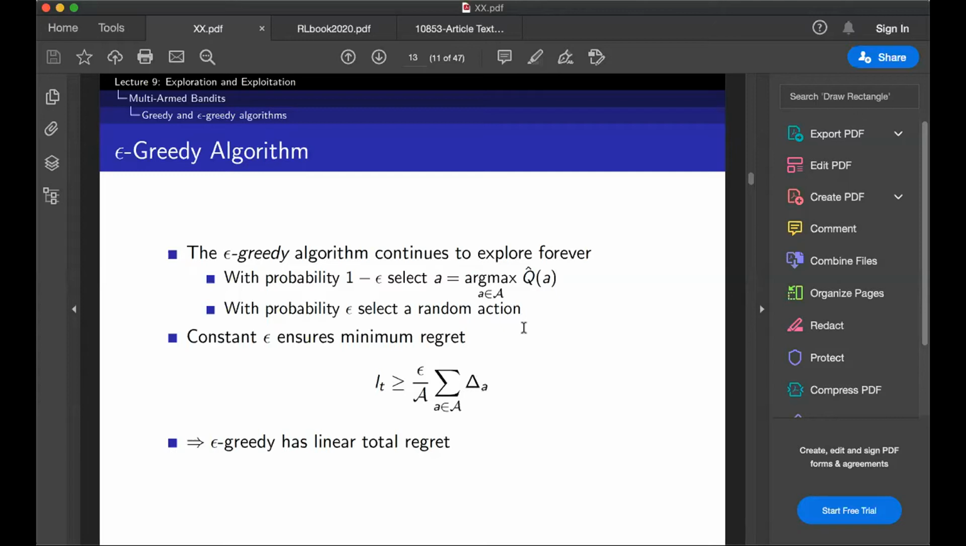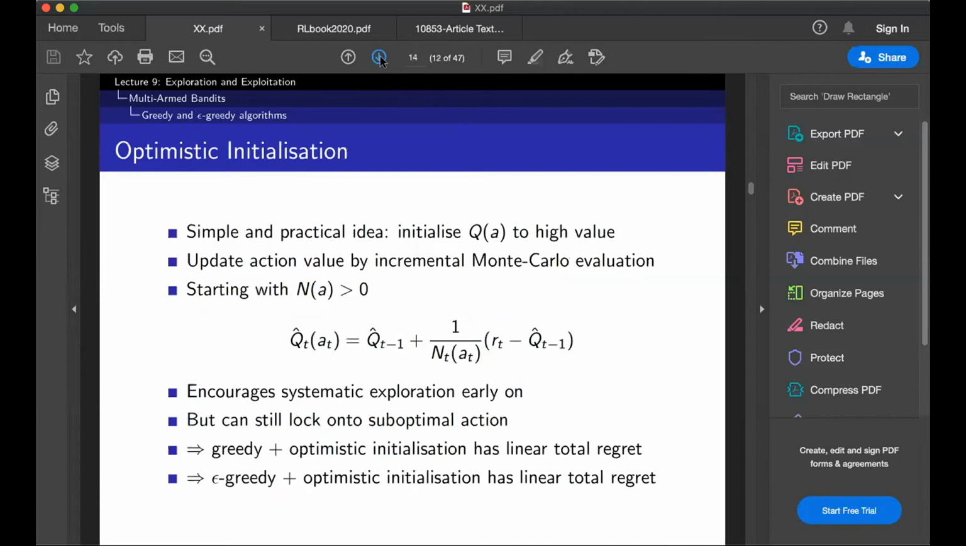Okay, I don't have anything else to add here. And again, we also covered that epsilon greedy also has a linear total regret. Okay, now we get to optimistic initialization. I think we had a couple of interesting points that came up earlier also related to optimistic initialization.